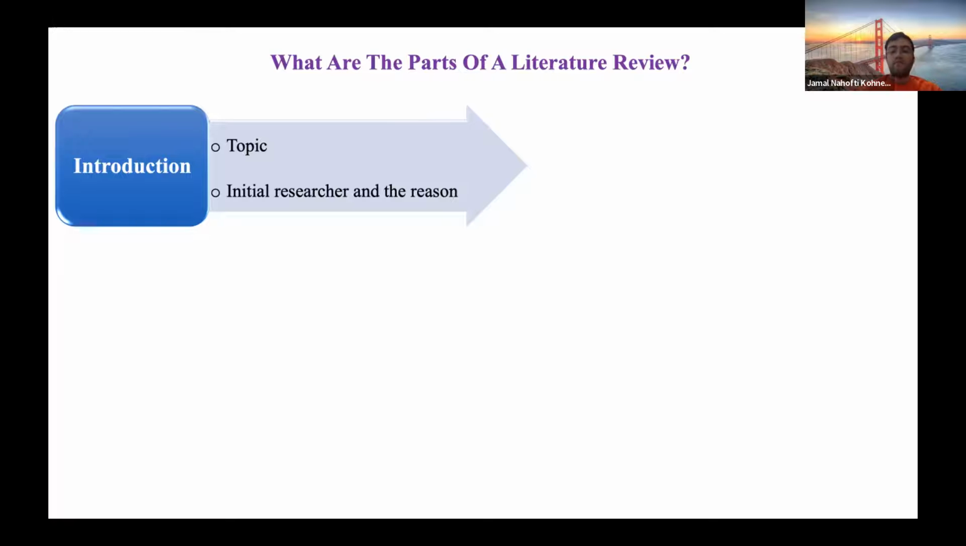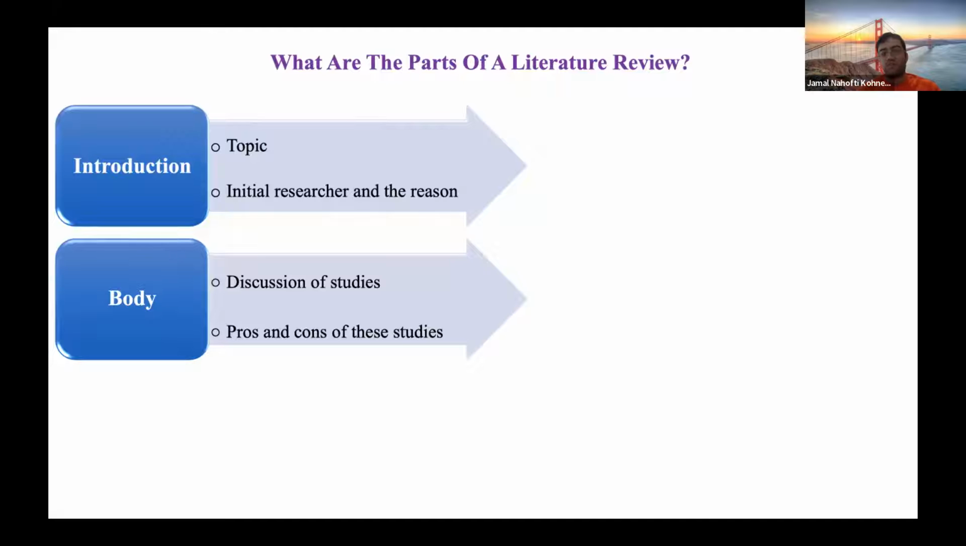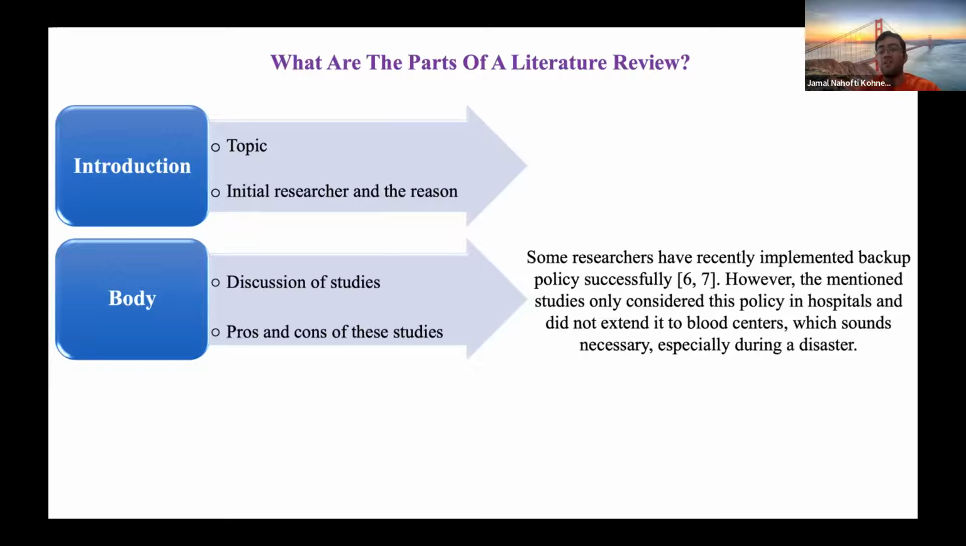The next part of the literature review is the body, that includes a discussion of studies, but also talks about the pros and cons of studies in that research topic that you are doing the literature review on. So for example, you can see here, I mentioned two studies in a paragraph. I firstly mentioned what was the feature of that study, and also I mentioned the pros and cons of that study, and those two studies in another sentence.